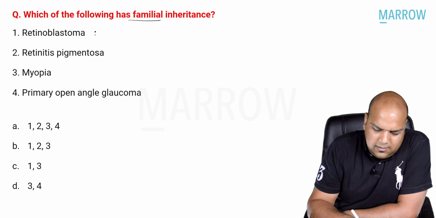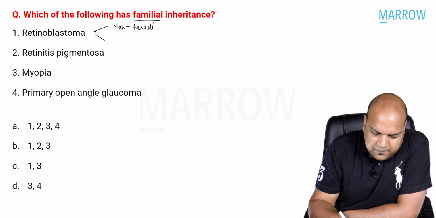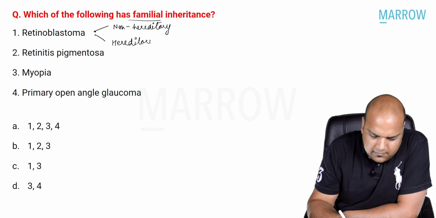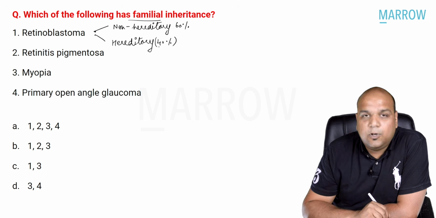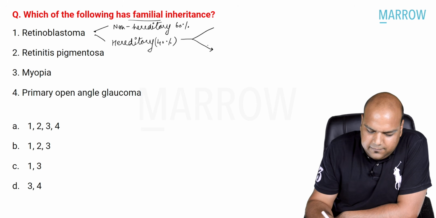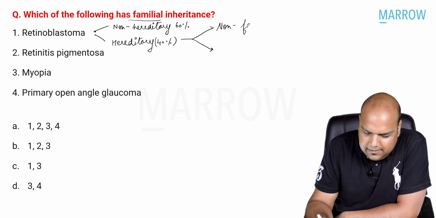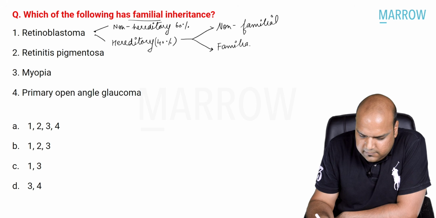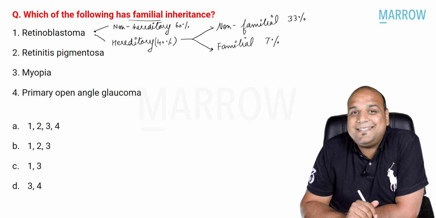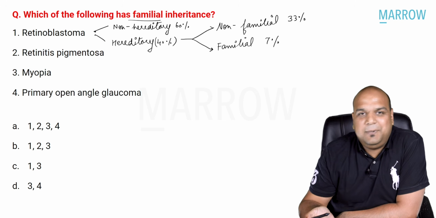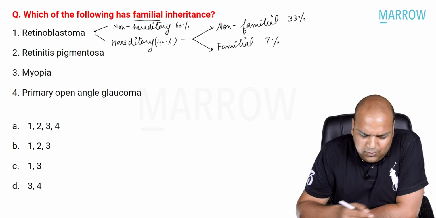So retinoblastoma, all of us remember, it can be either non-hereditary or it can be hereditary. That is how we read it. Non-hereditary is more common at 60%. Hereditary is less common at 40%. Hereditary is further divided into 2 groups, non-familial and familial. Non-familial is more common at 33% and familial is less common at 7%. This is how we have always read retinoblastoma, yes or no, guys? If we have read this, we know that this is a direct answer.